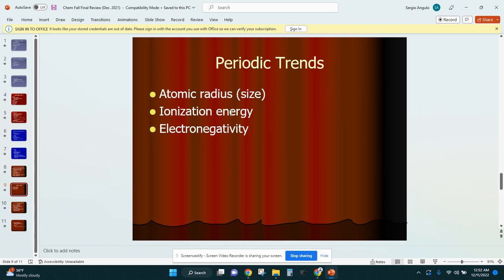Ionization energy and electronegativity are the opposite trend. They get larger as you move left to right in the periodic table, and they get smaller as you move down on the periodic table. You should know what ionization energy is and electronegativity also. It just has a definition, and know their trend.